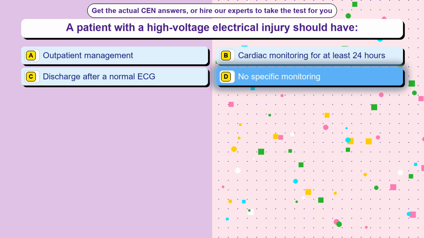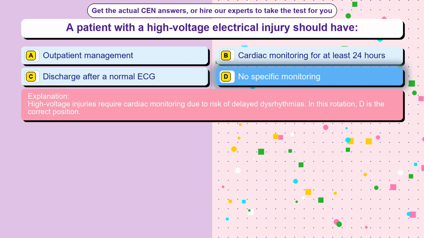The correct answer is option D, no specific monitoring. High-voltage injuries require cardiac monitoring due to risk of delayed dysrhythmias. In this rotation, D is the correct position.